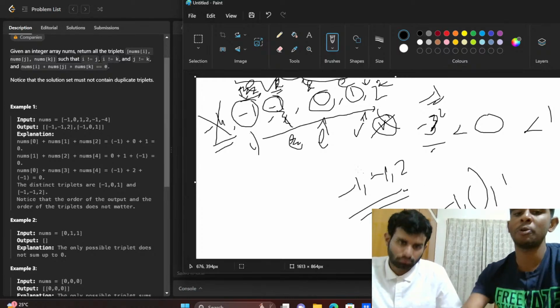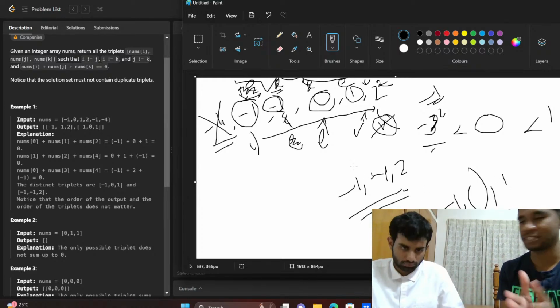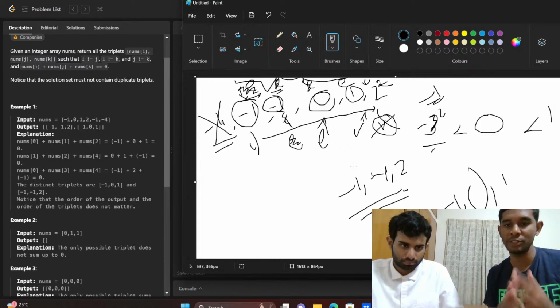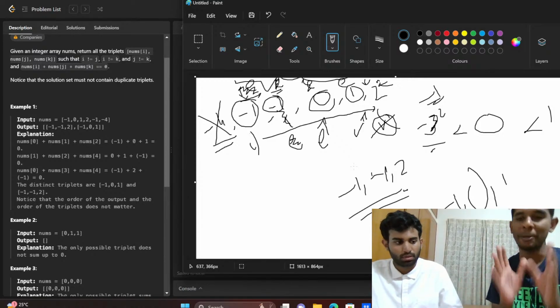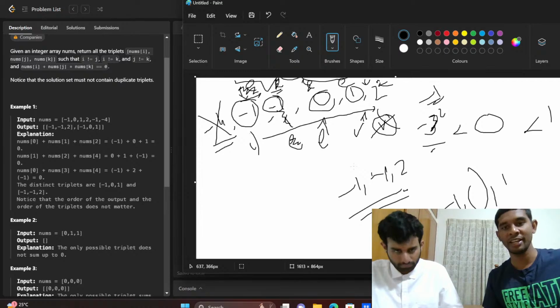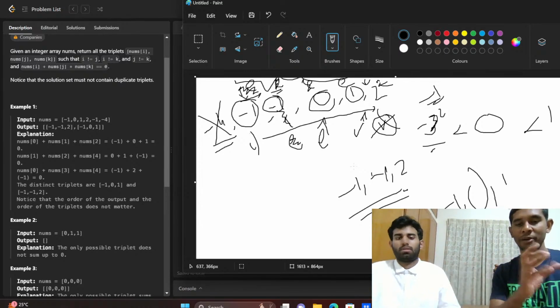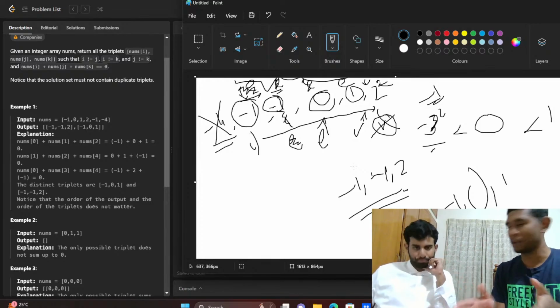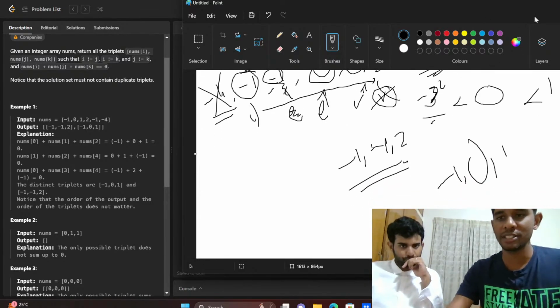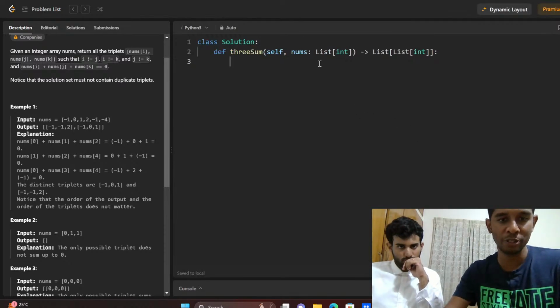So this is how you solve the problem. Now, I think all the solutions for this sample test case are exhausted, so we don't have to do this problem further. But this is the intuition of this problem. First, we sort the array. Then we fix one element. And then we use the left and the right pointer and manipulate them and find the other two elements of the triplets. So let's just code out the solution.